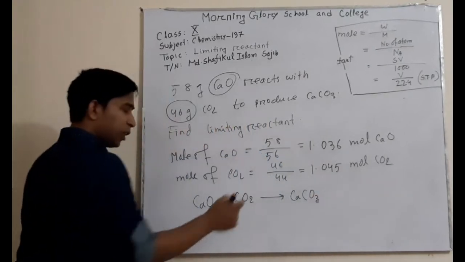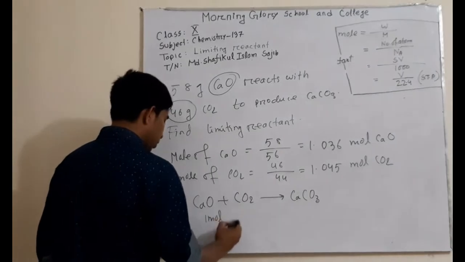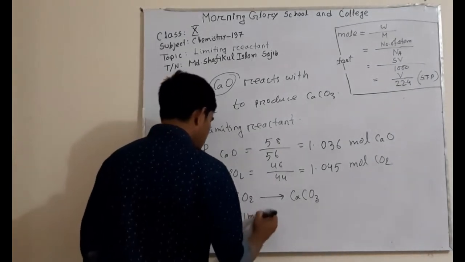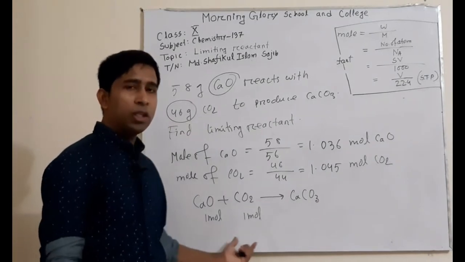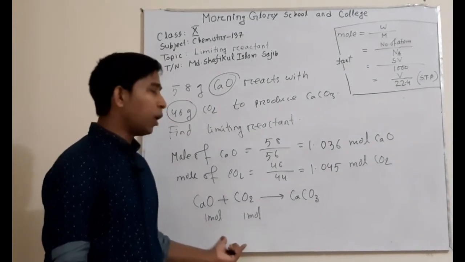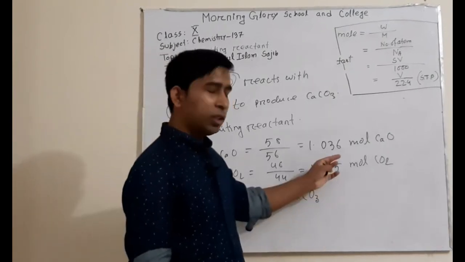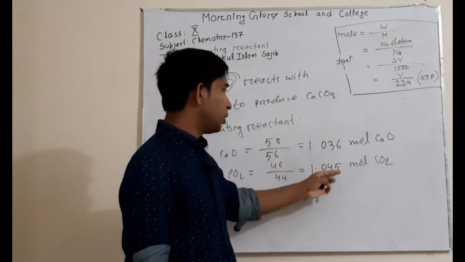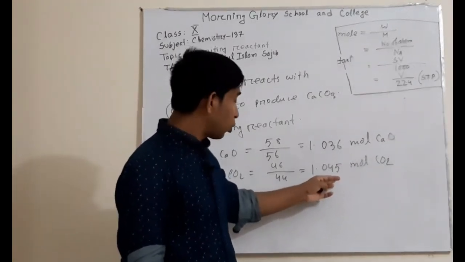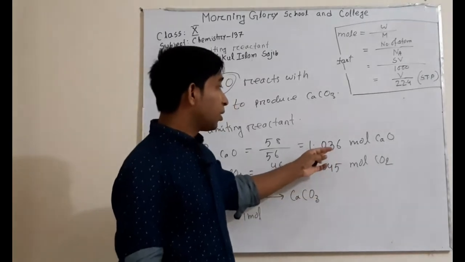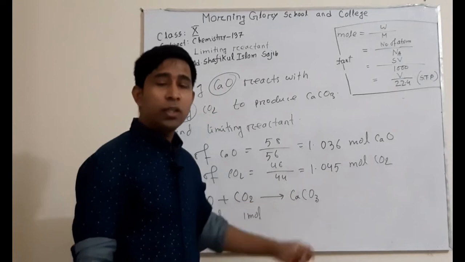So here we can see the reaction is already balanced. So 1 mole calcium oxide and 1 mole carbon dioxide. Now we can see an equal number of moles of calcium oxide and carbon dioxide is required to complete this reaction. But here our moles of calcium oxide is less than moles of carbon dioxide. So our common sense tells us that calcium oxide should be the limiting reactant, but we will confirm by the unitary method.